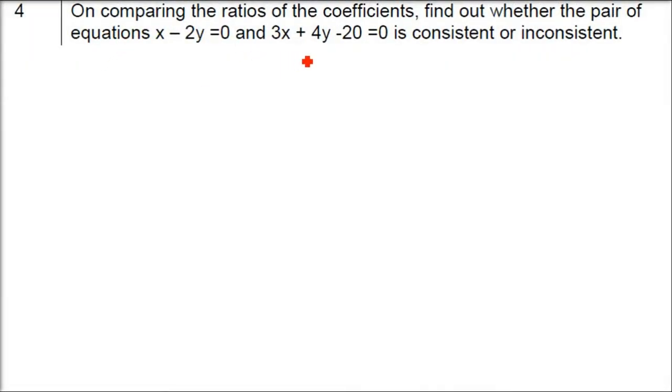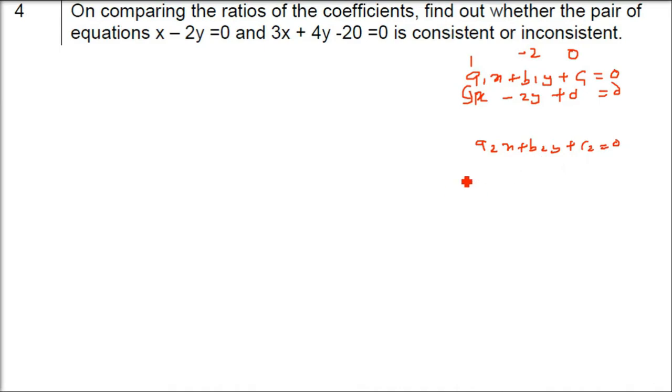Fourth is, on comparing the ratios of the coefficients, find out whether the pair of equations is consistent or inconsistent. So what we will do is, one equation is a1x plus b1y plus c1 equals 0. This is the first equation. So let me put the equation here, x minus 2y equals 0, there is no constant, so put it as 0. So a1 is 1, b1 is minus 2, c1 is 0. Similarly, we will do it for the second equation, a2x plus b2y plus c2. So 3x plus 4y minus 20 equals 0. Now a2 is 3, b2 is 4, and c2 is minus 20.